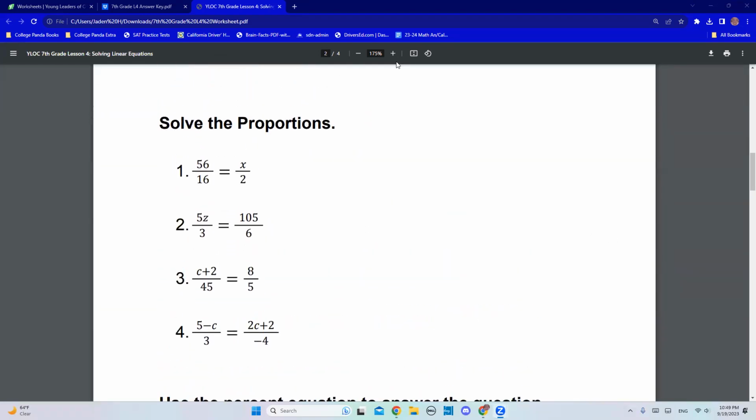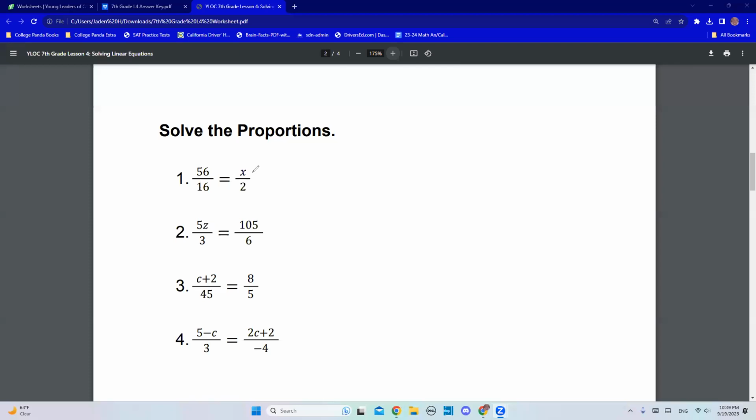So solve the proportions. For solving the proportions here, if we're given a variable and just two fractions that are equal to each other, we can do something called cross multiplying. This is only when the two fractions are equal to each other. You multiply the numerator of this number to the denominator of the opposite fraction, and the numerator of this number to the denominator of the other. So we do 56 times 2 and x times 16, which is why it's called cross multiplying.